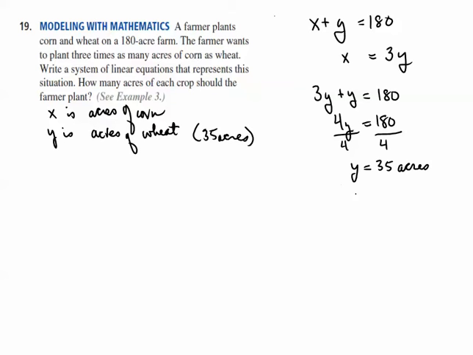Now we know that x is 3 times y. So therefore x has to be 135 acres. And we can check to see that together we have 135 plus 35. That's a total of 180 acres. And we know that 135 is 3 times 35, and so we check out both ways.